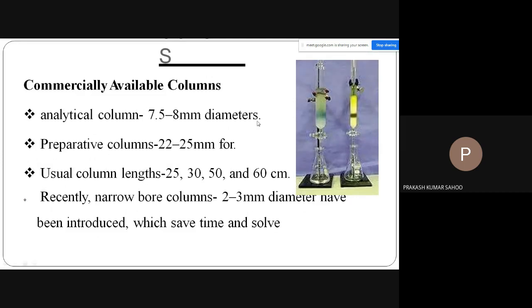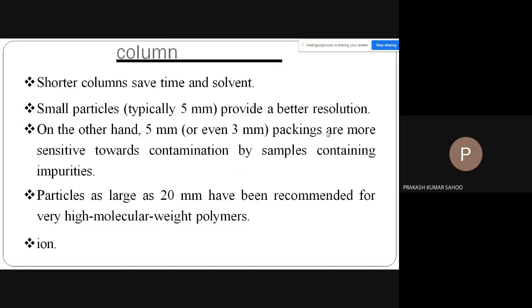These are commercially available columns. Analytical column, 7.5 to 8 mm of diameter. Preparative column, 25 mm. Usually column length is 25 to 30, 50 or 60 centimeter. Recently, narrow bore columns are available. Shorter columns save time and solvent. If the length of the column is shorter, then we will save the time and also the solvent.